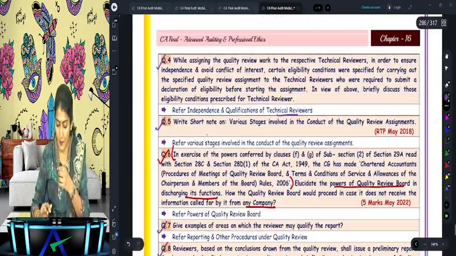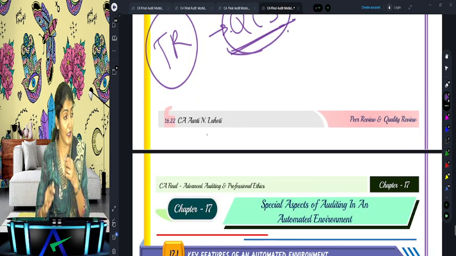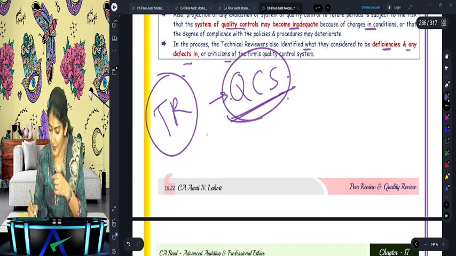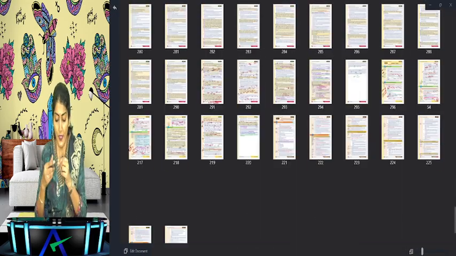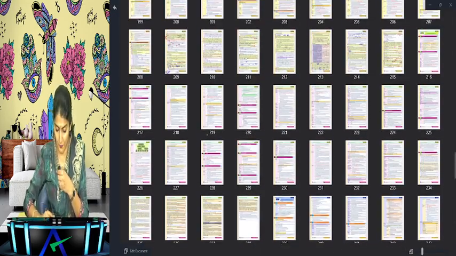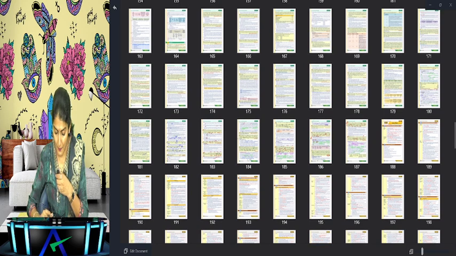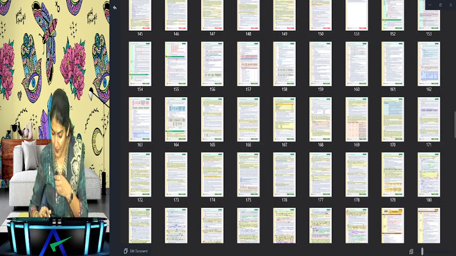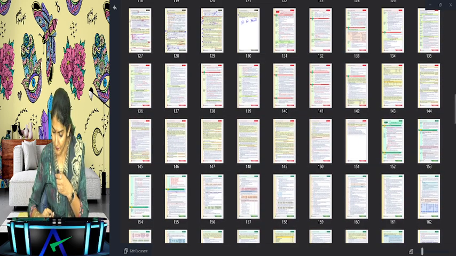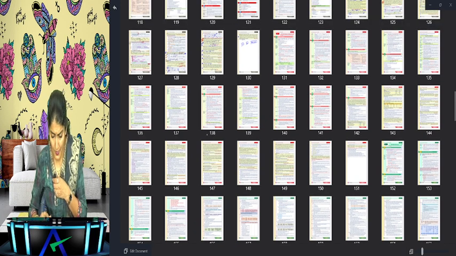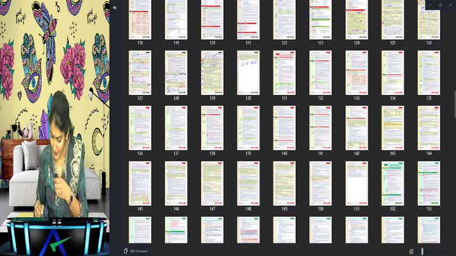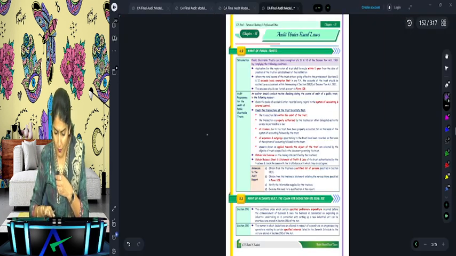Okay, right. So that completes our question bank. Yesterday we were yet to look into the question bank of quality review, right? So now we have even completed looking at the question bank of the quality review. So now one chapter is completed, regarding the peer review and the quality review, right?